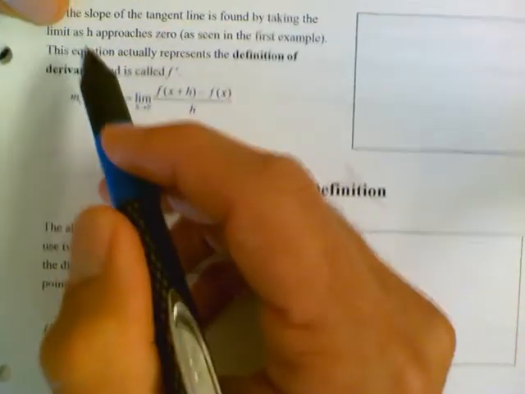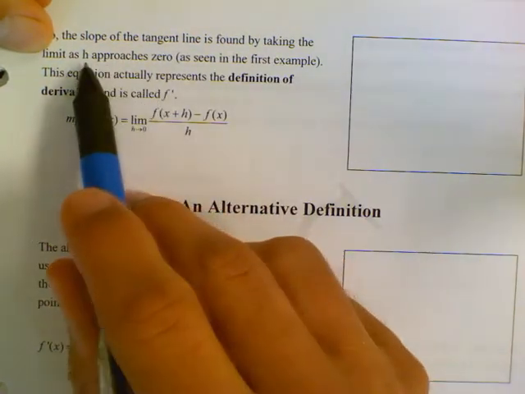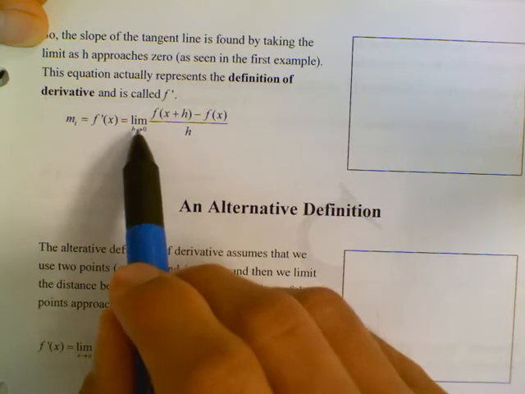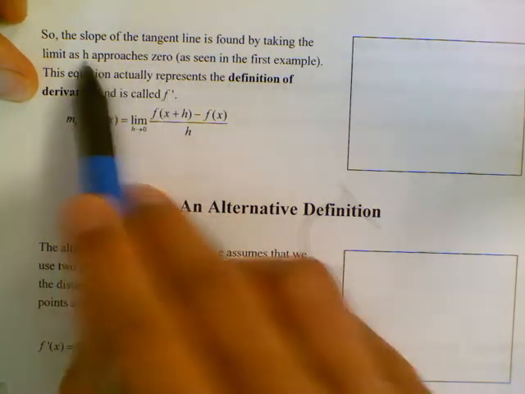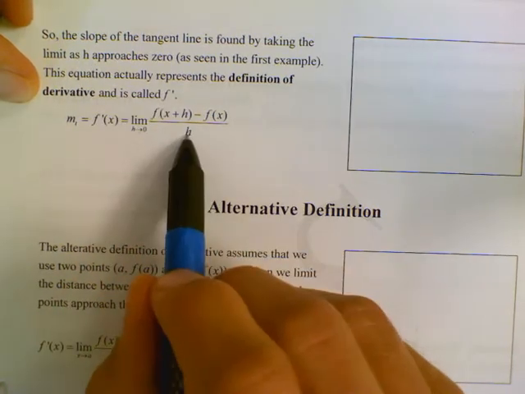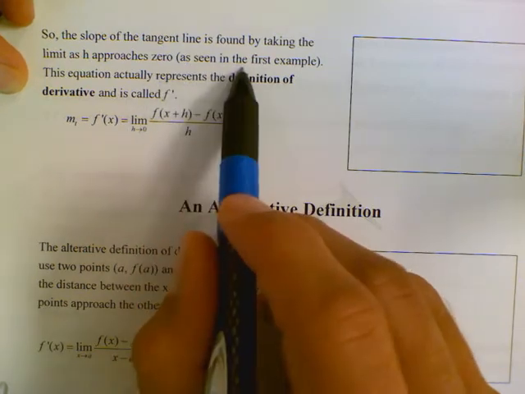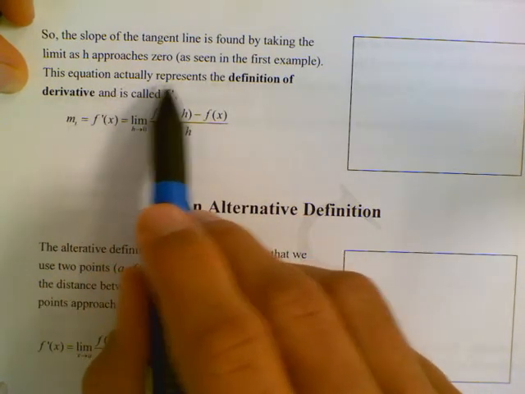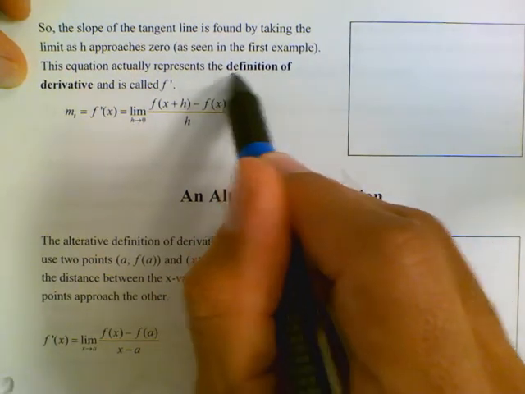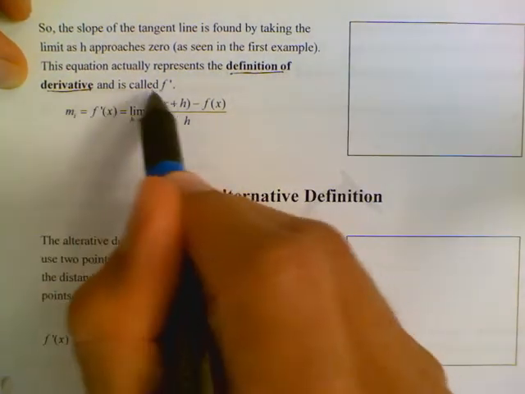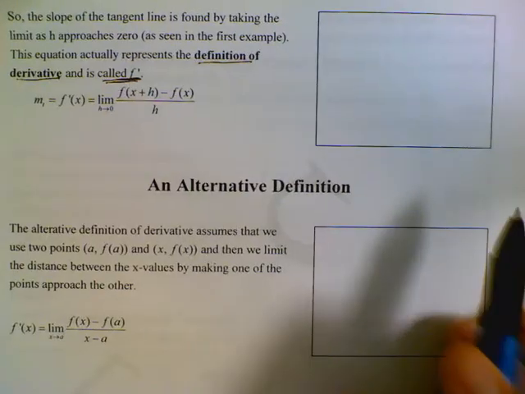So here's the idea. The slope of the tangent line is found by taking the limit as h approaches 0. Now h is a very small value; h is basically a little nudge in the x direction, and that's seen in the first example. This equation actually represents something called the definition of the derivative, and it's called f prime. So let's have a little picture.